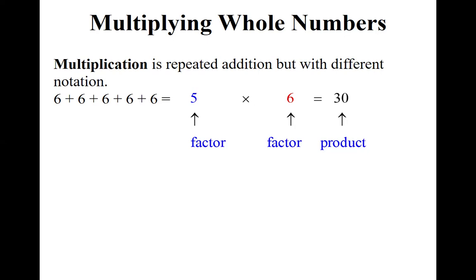The 5 and the 6 are referred to as factors, and the answer to a multiplication problem is a product. So 5 times 6 equals 30. 5 and 6 give us a product of 30. The x is called a multiplication sign.